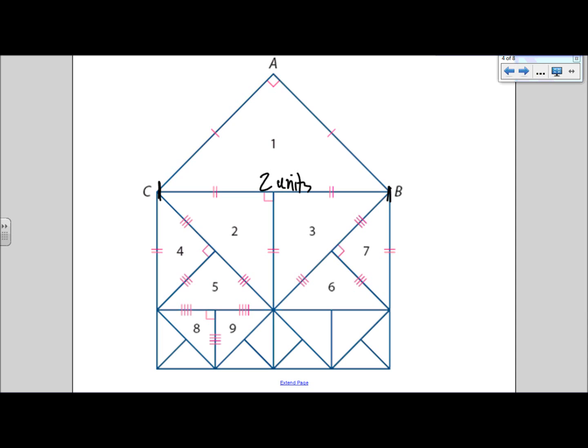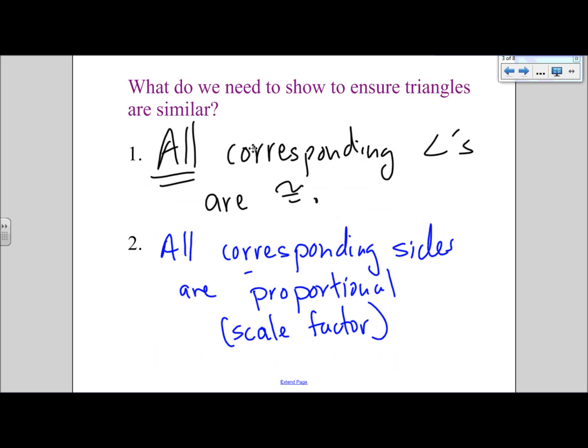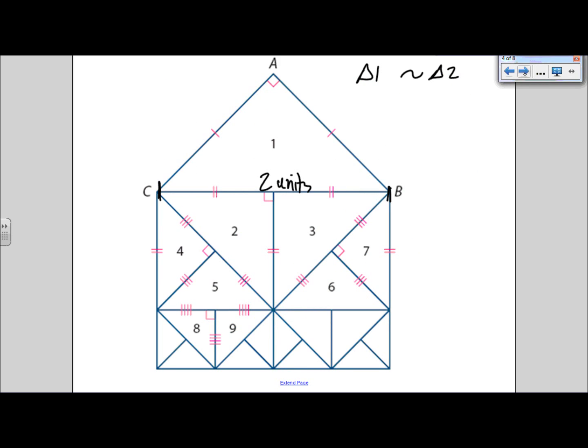What I want you to do for tomorrow's homework, and I'll give you some hints, is show that triangle 1 is similar to, and there's the similar symbol, triangle 2. Now we have to have these conditions. We have to show all the angles are congruent and all corresponding sides are proportional. So I'm going to help you, especially with the angles. Usually when I want to show this, I'll go angles and I'll go sides.